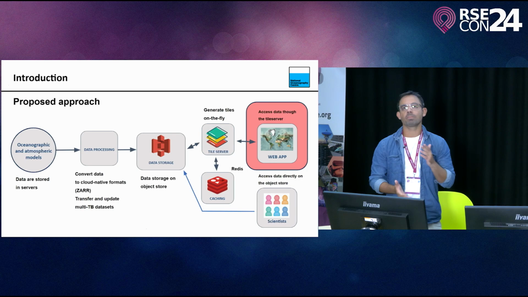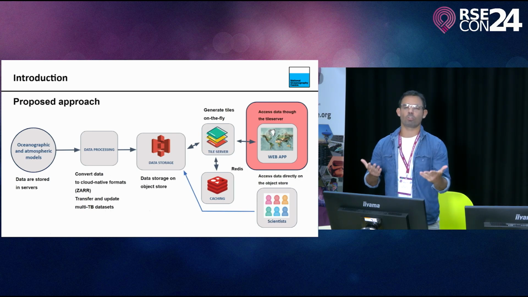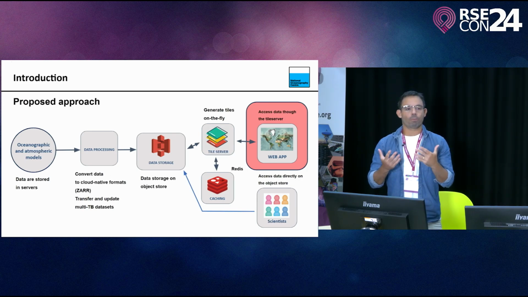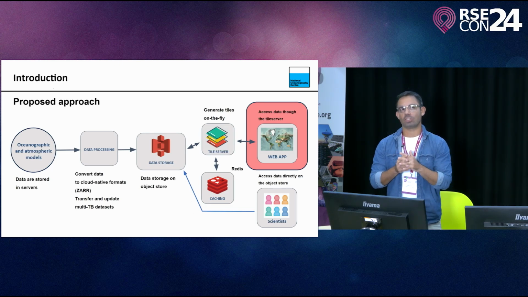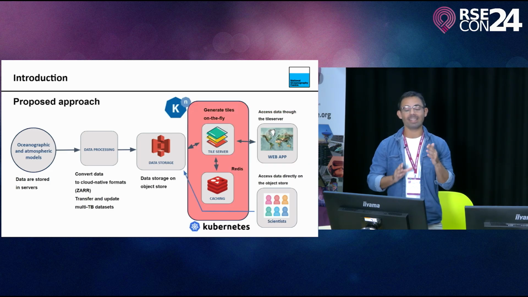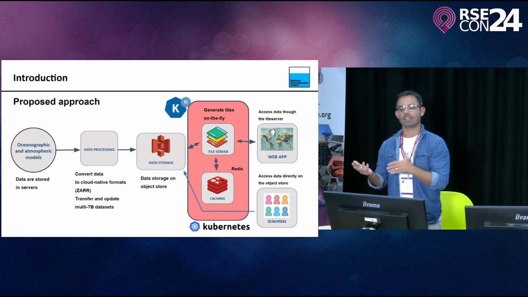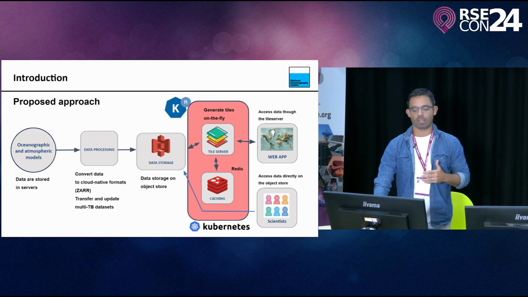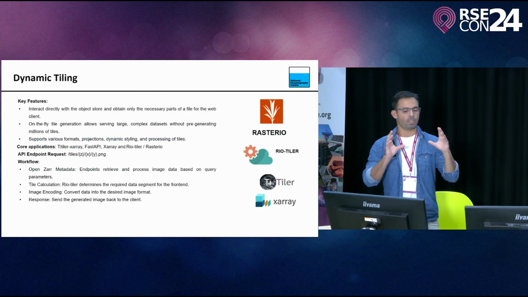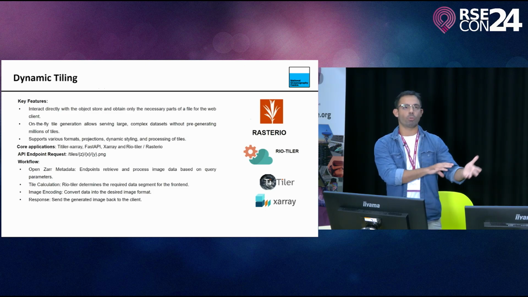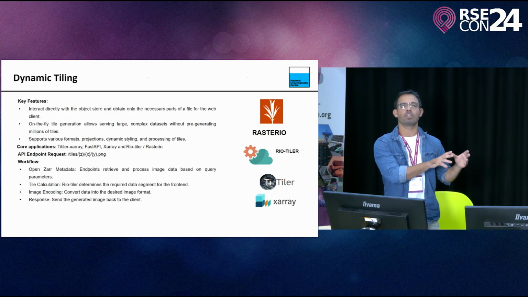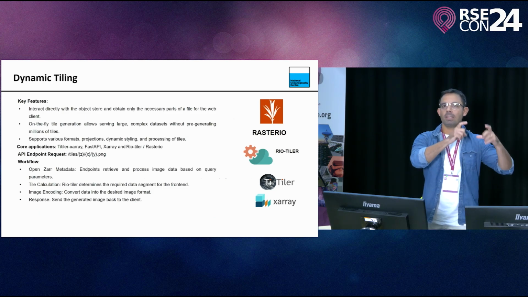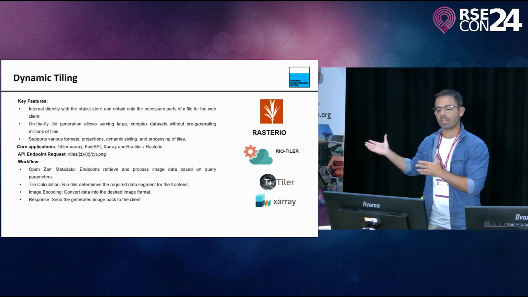But in a web application, it starts to be an issue because Zarr is a good format, but it's not that optimized for JavaScript. So it's better to have an intermediary API between the object store and the front end. That's why I'm suggesting using a dynamic tile server that works as an intermediary API. The dynamic tile server is responsible for interacting directly with the object store, getting the part of the file that you need, generating the tiles, the images, on the fly, and sending the image to the front-end applications.